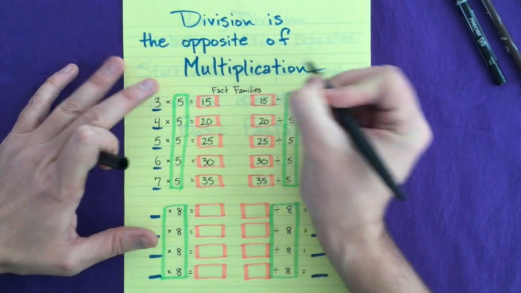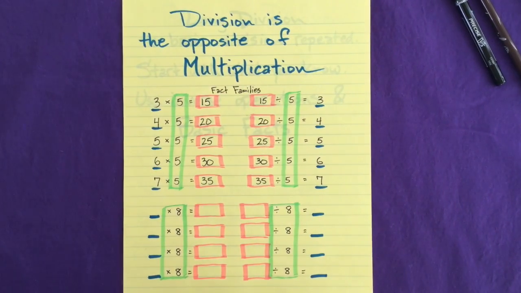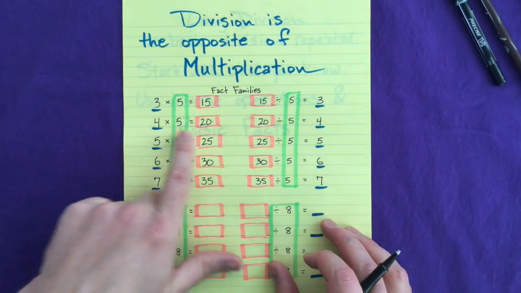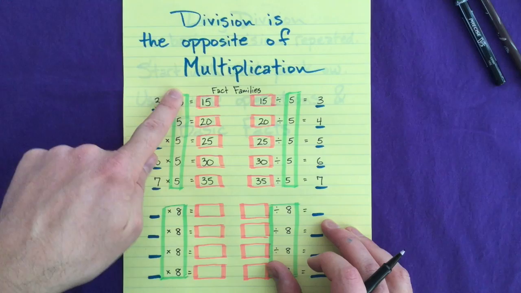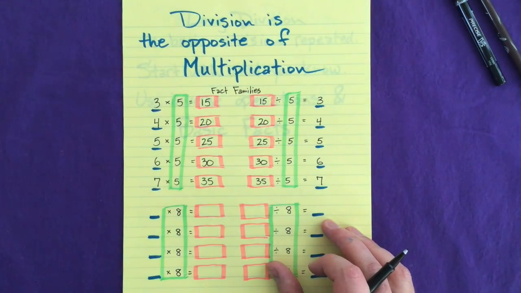And for some reason, we're really big on fact families when it comes to addition and subtraction, but we don't really think about it in terms of multiplication and division quite enough. If you really look through this, you can see in each of these fact families, I'm multiplying by 5.